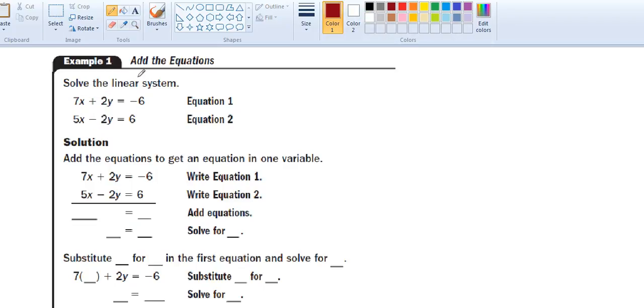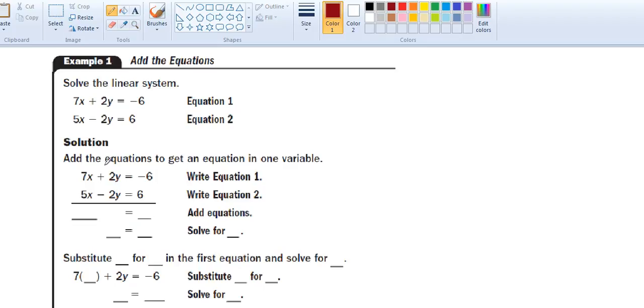Now, the good thing here on this example 1 is it's already done for you. So we're going to work with that. We're going to work with the fact that we've got a positive 2y and a negative 2y. So here's the first thing we're going to do. Now this looks kind of weird to have an addition bar here, but this is like when you normally do addition, you have an addition bar right here. That's kind of what this is. We got the two equations lined up. Notice how the x's are lined up and the y's are lined up. That's good. And we've got the bar right here.